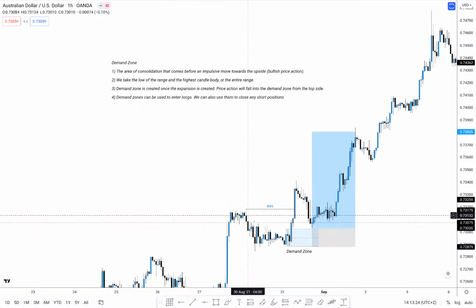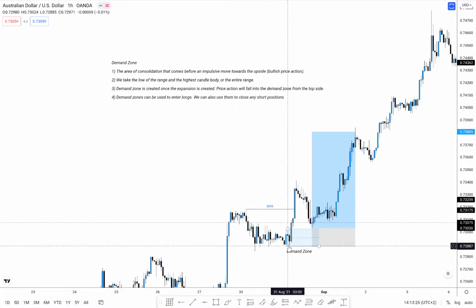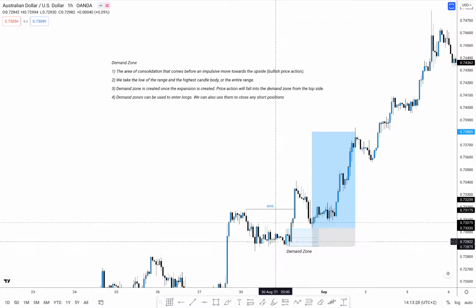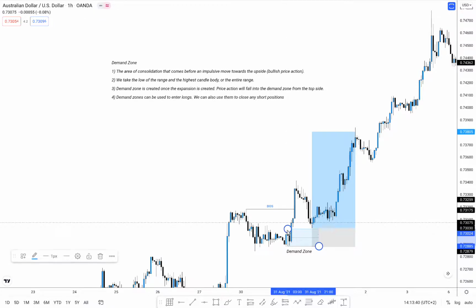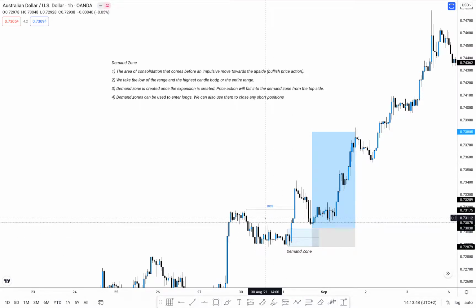We take the low of the range, right? So the low of the range will obviously be these previous candles. We do not want to look at the whole entire range. We're just looking at these candles over here. So I've marked up the low of the range, and then from there, the highest candle body. Usually some people will mark off the highest candle body from here, but I just prefer to use the entire wick as well, because on a lower time frame that is a full body candle, right?